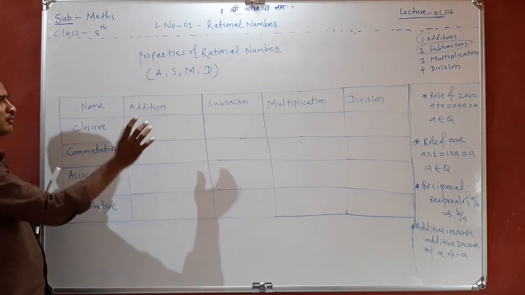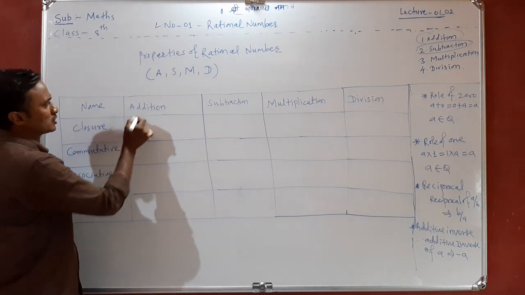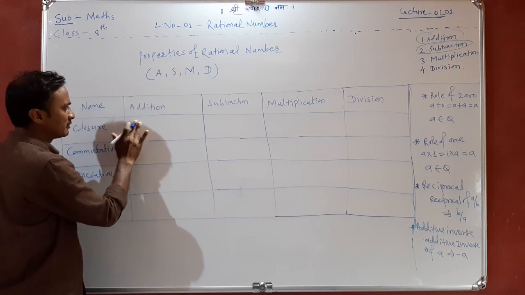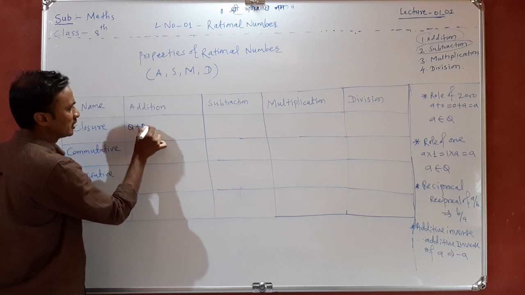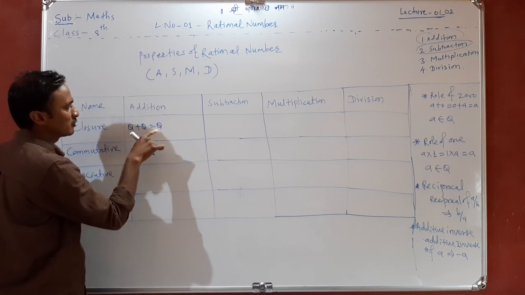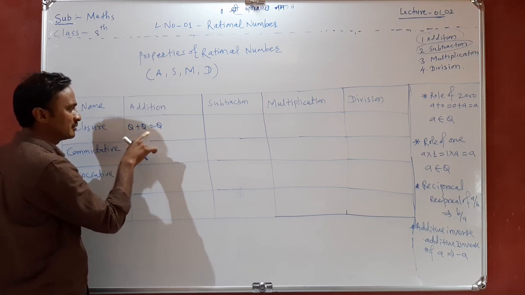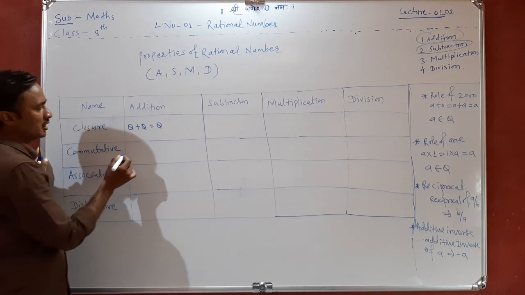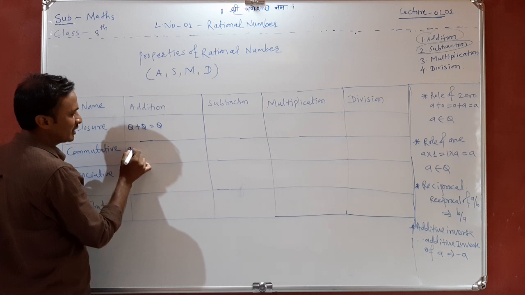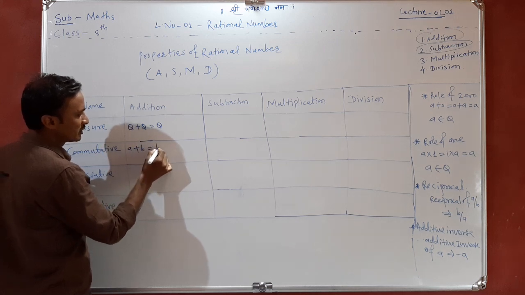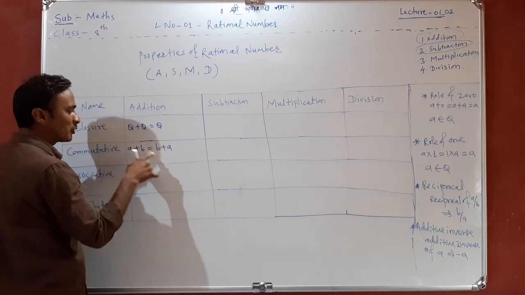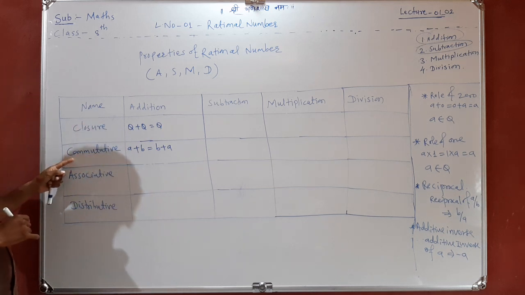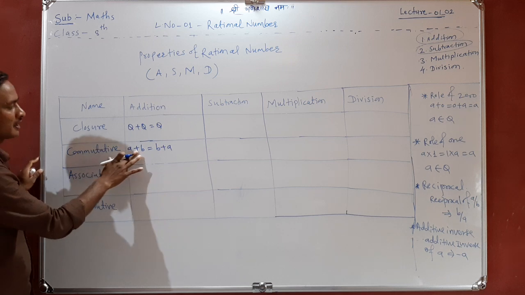Now see here, let us recap. The closure property for addition: we write here Q plus Q is equal to Q, where Q stands for rational numbers. Rational number plus rational number, we always get a rational number. Now the commutative property: we write here a plus b is equal to b plus a. That commutative property also holds true for rational numbers.